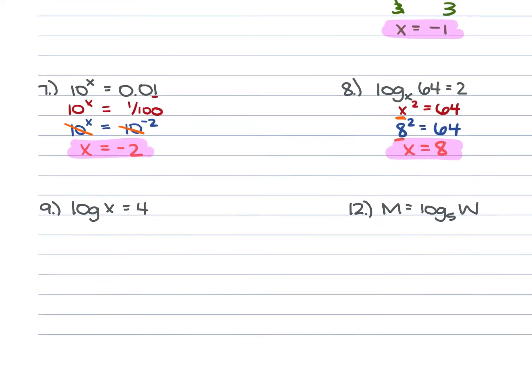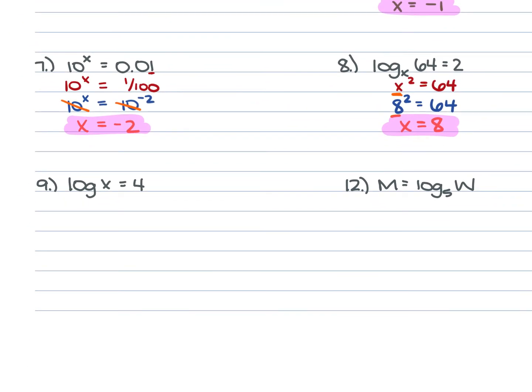For number 9, we have log x is equal to 4. You do not have a base for this one, so it is understood that our base is 10. So this is the same exact thing as log 10 of x is equal to 4. If we rewrite this in exponential form, this is 10 to the 4th power is equal to x, and 10 to the 4th power is 10,000.